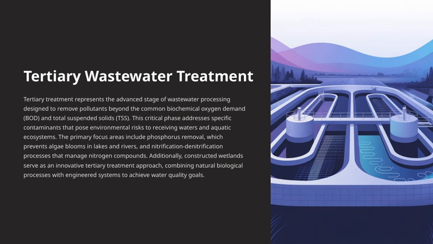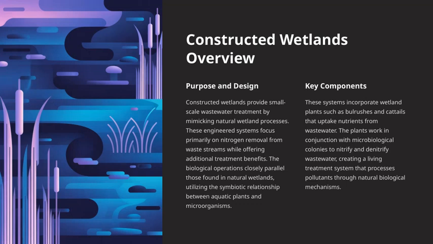Let's get started. Today, I'll be giving an overview of constructed wetlands. These systems are designed to treat wastewater on a small scale by mimicking what natural wetlands do in the environment. Their main goal is to remove nitrogen from waste streams, which is a key part of improving water quality. But they also provide other treatment benefits, making them quite versatile.